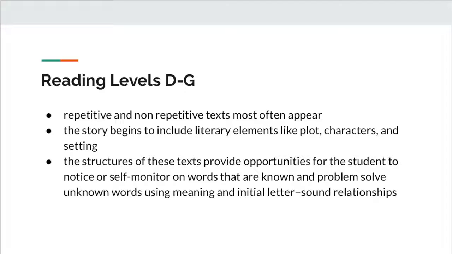The next set of levels are reading levels D through G. Repetitive and non-repetitive texts most often appear in this set of levels. The story begins to include literary elements like plot, characters, and setting. The structures of these texts provide opportunities for the student to notice or self-monitor on words that are known and problem-solve unknown words using meaning and initial letter-sound relationships.